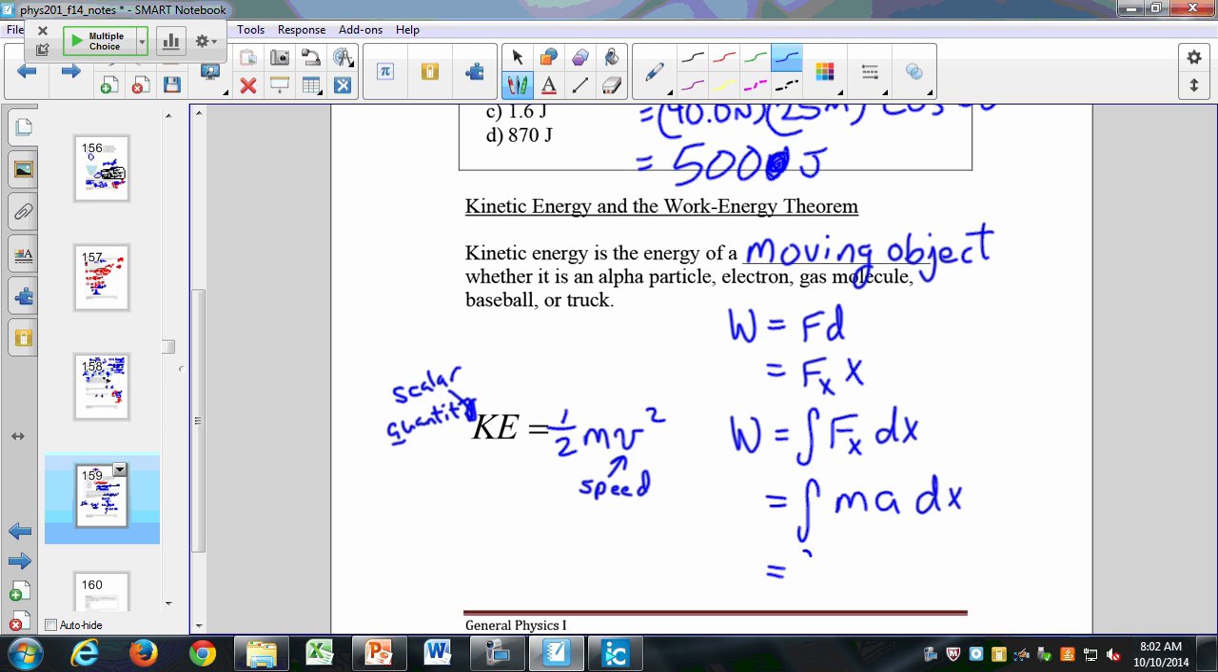But if you recall, a is defined as what? What was the basic definition of the acceleration that we hinged all of our kinematics equations off of? Change in something over change in something. Right, our acceleration is dv/dt, times dx. So I can rewrite my integral in that way.